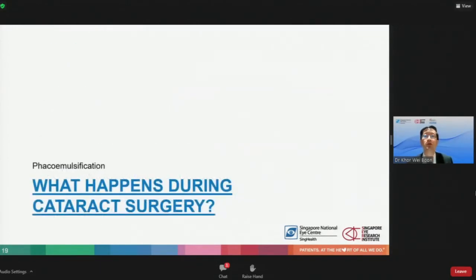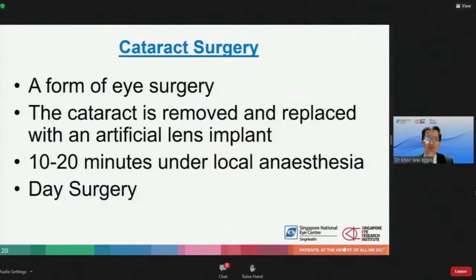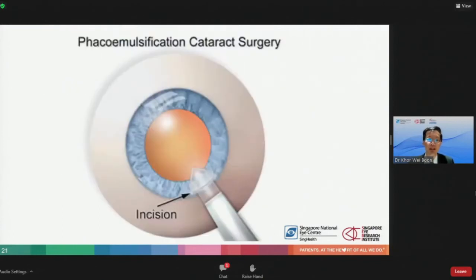So what happens during cataract surgery? Well, as the name suggests, cataract surgery is a form of eye surgery. The cataract is removed and replaced with a man-made artificial lens implant. It's typically done in about 10 to 20 minutes under local anesthesia, and it's day surgery.